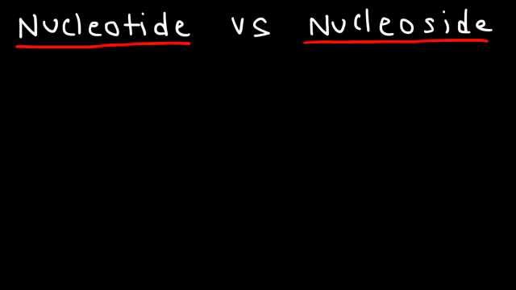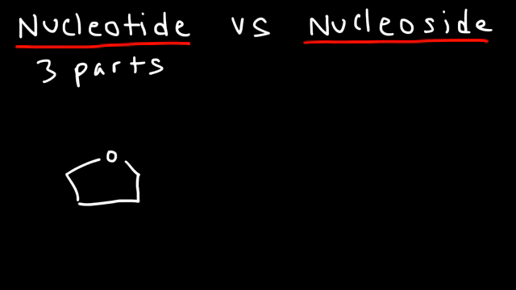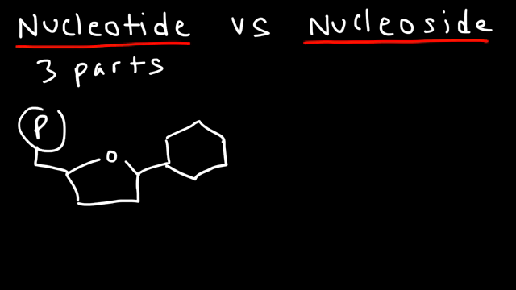Well, let's go back to nucleotides. We know that a nucleotide has 3 parts. As mentioned before, it has a ribose or a deoxyribose sugar. It has a nitrogenous base, which could be a pyrimidine with 1 ring or a purine with 2 rings. And it also has a phosphate group.